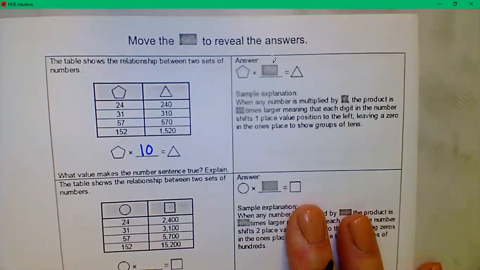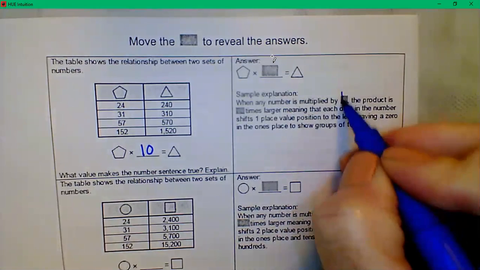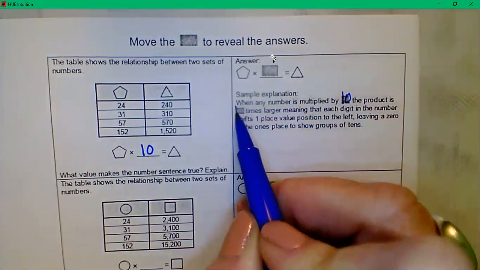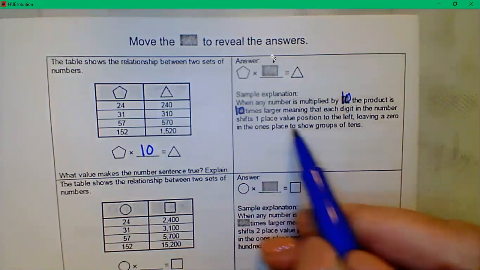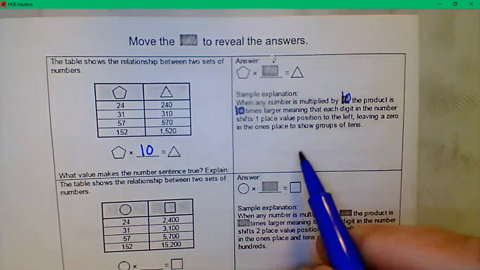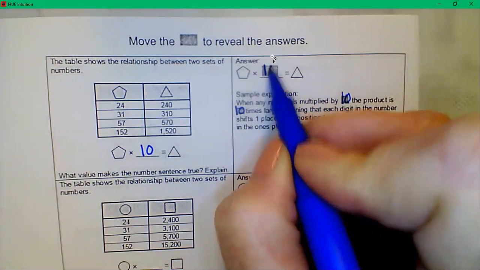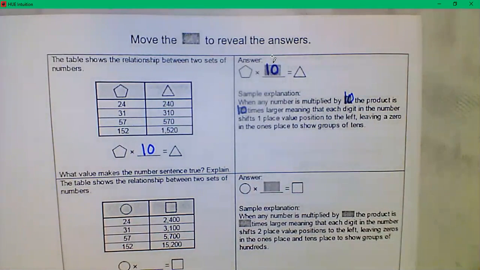Okay? So when any number is multiplied by 10, the product is 10 times larger, meaning that each digit in the number shifts one place to the left, leaving a 0 in the ones place. So to reveal this rectangle, we would get a 10. If you don't have that filled in, please fill that in now.